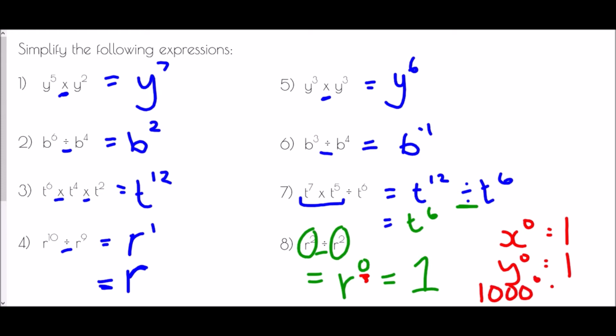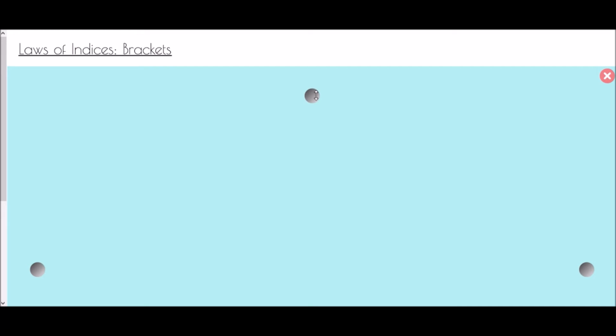1,000 to the power of 0 is 1. No matter what it is, a power of 0 will always equal 1. And so our third and final law of indices comes when we have brackets.